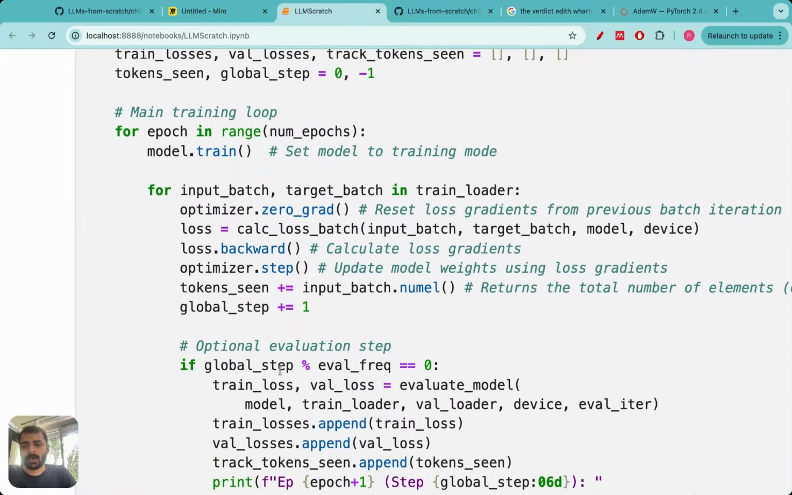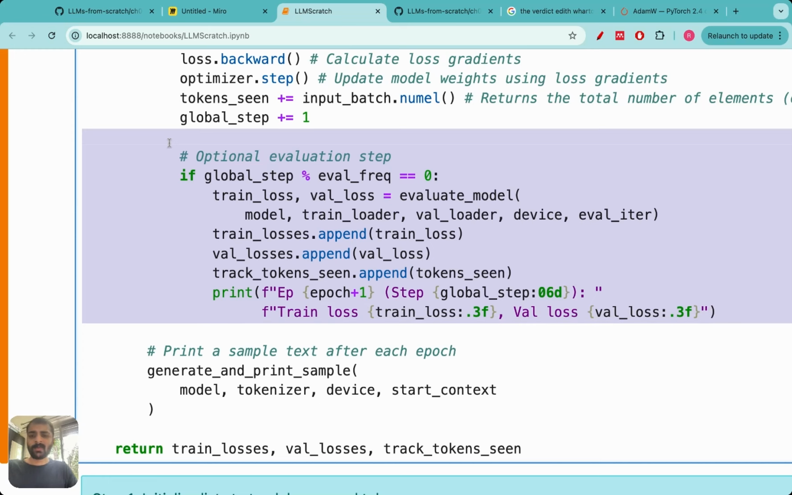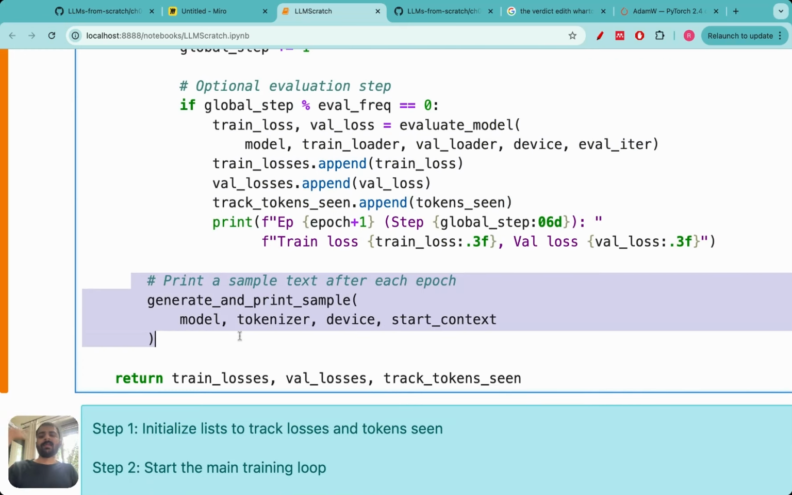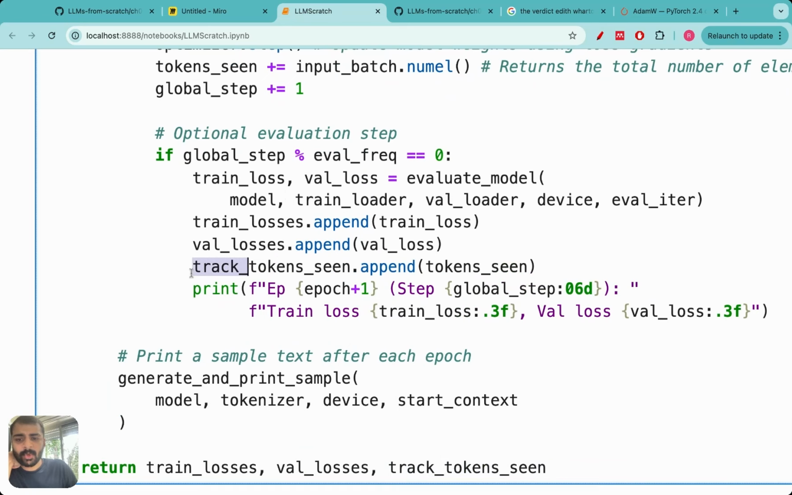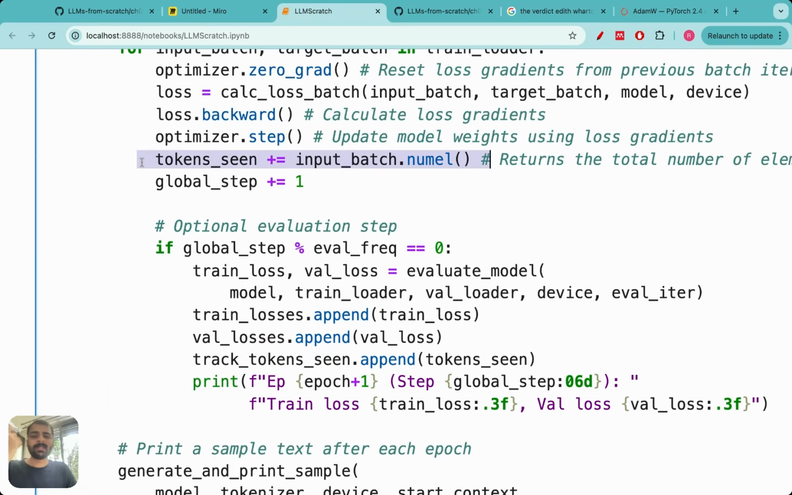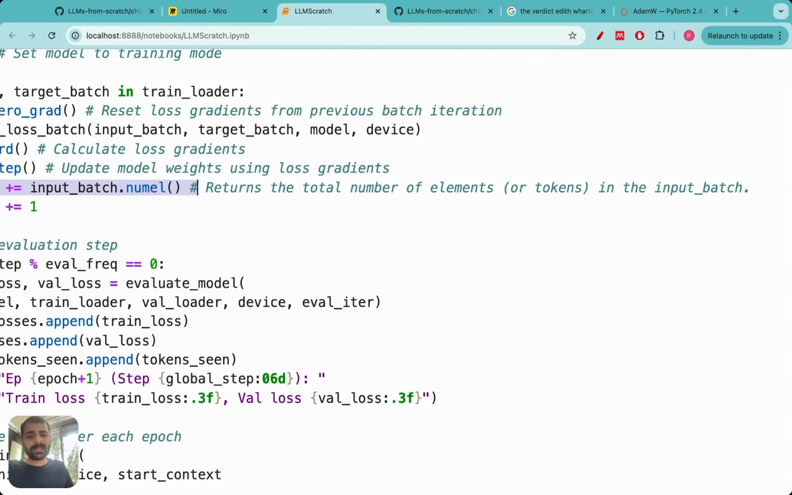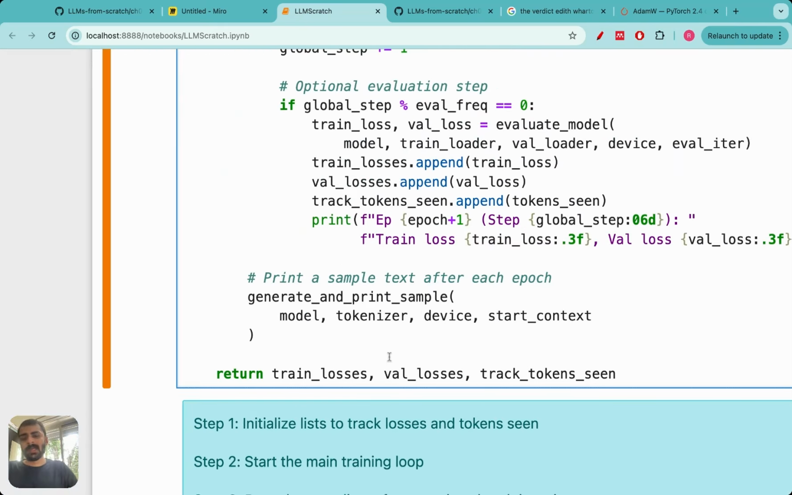So the main step in this code is this loss dot backward. What we are doing after this point is just printing the training and the validation loss after every 5 batches, and we are going to print the text sample after each epoch. And we are returning the training losses, validation losses, and we are also tracking the tokens seen, which is the number of tokens the input batch is using. That will give us a sense of how many tokens have been consumed until that particular point in the model, and we'll also plot it.